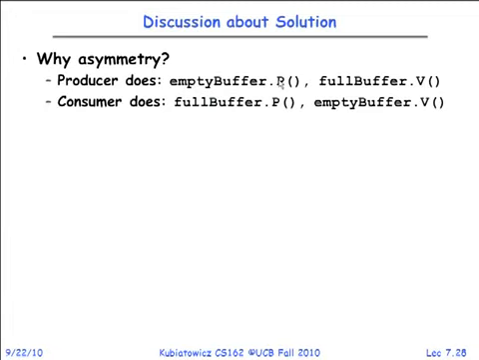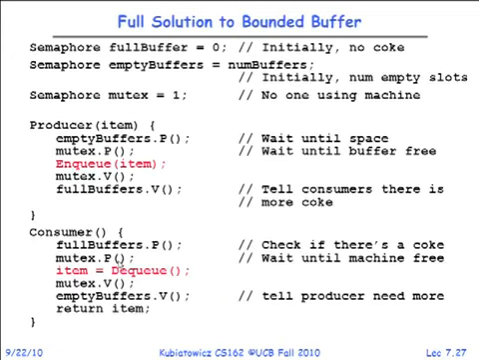Okay? Does it matter the order of the p-values? Okay, let's take a look here. All right? Notice how we've got empty buffer.p, mutex.p, full buffer.p, mutex.p. Now the answer is yes, I showed you that already, but why does flipping those p-values around cause deadlock? Can anybody explain that to me? Yes?